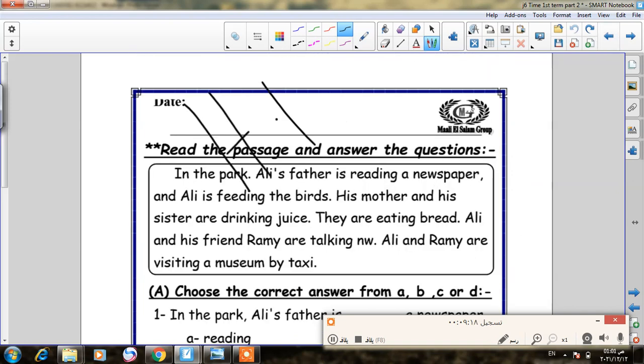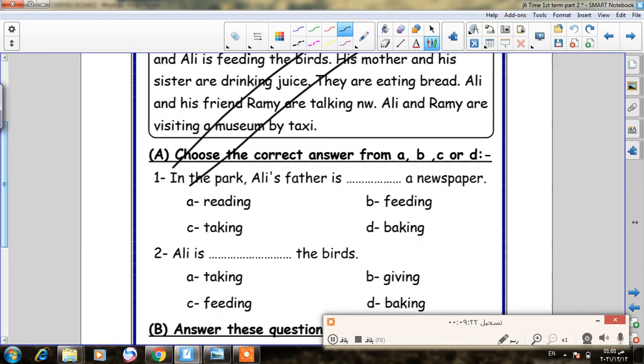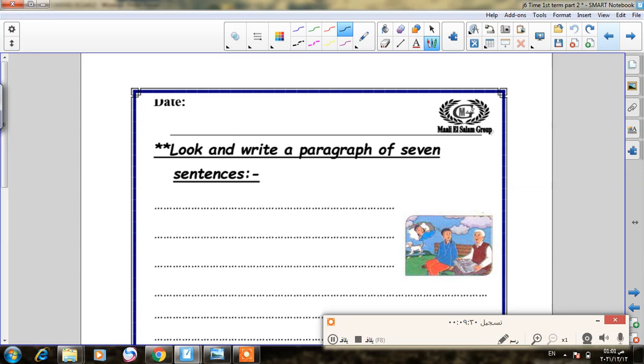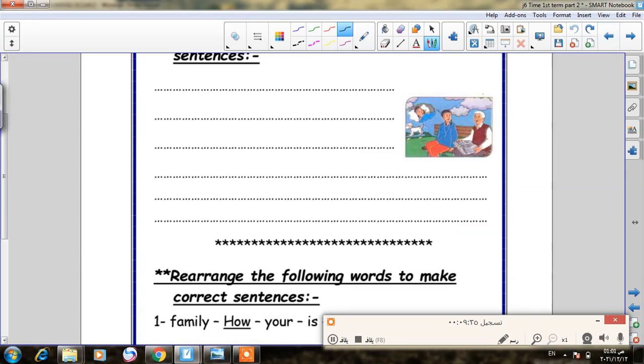This is homework. Okay, and we're gonna check the answers of this homework next Tuesday. And then after this, okay, look and write a paragraph of 7 sentences. Of course, I have to look at the picture first. Okay, and then after this, we're gonna start writing together.